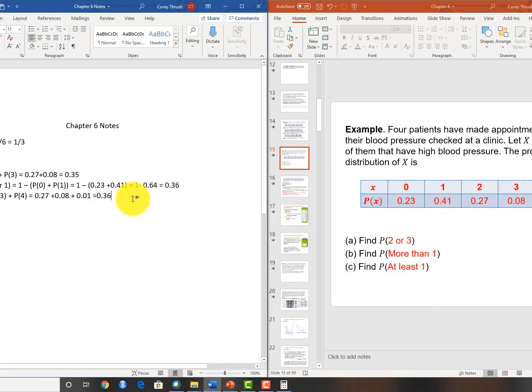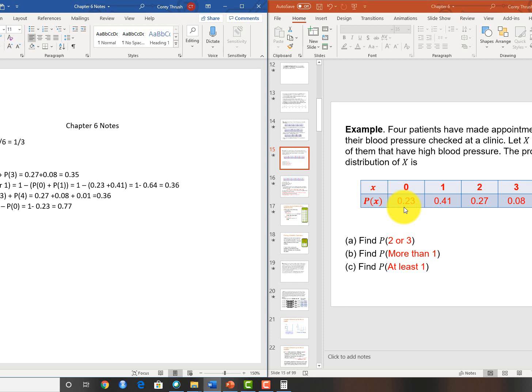And then for C, probability of at least 1. So what that means is it could be 1, 2, 3, 4, and you could do this using the complement rule like we did in B, and that's just 1 minus probability of 0. 1 minus probability of 0 is 1 minus 0.23, and that equals 0.77.